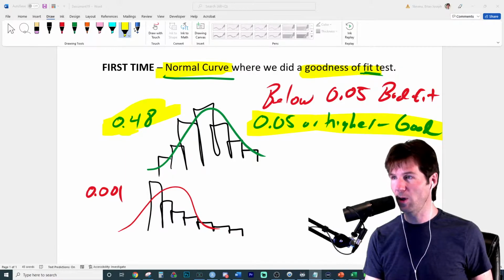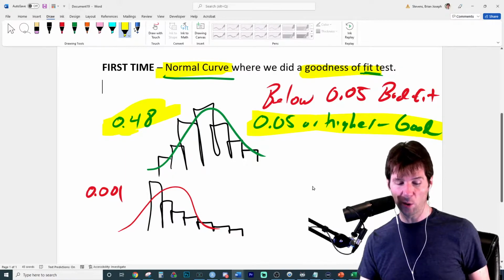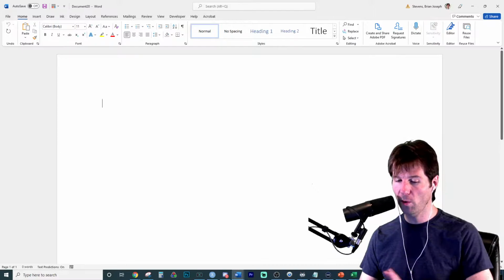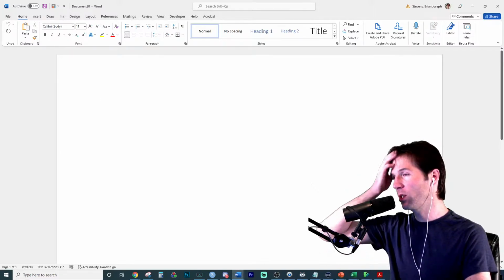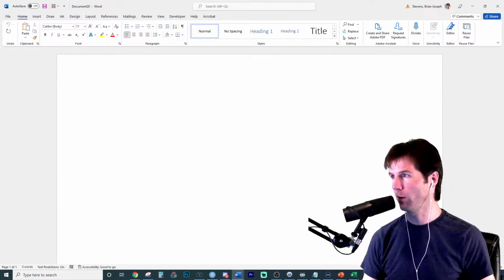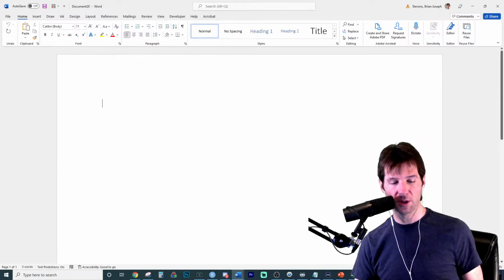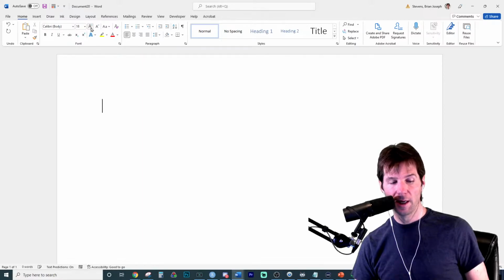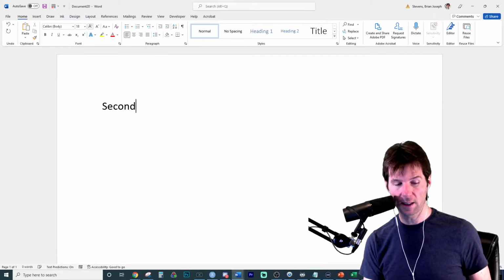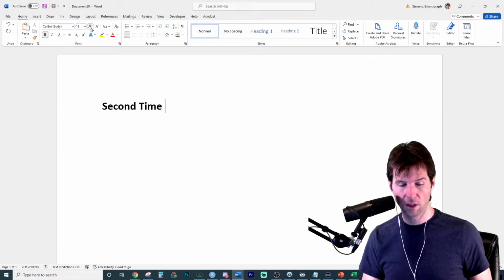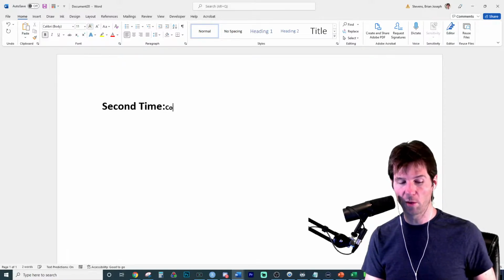So the second time we have p-values, it's for correlation. And with correlation, p-values work the following way. Once again, a p-value is the probability of our results or results more extreme happening by random chance variation, given that the null is true. But in correlation, so this is the second time, and we have here correlation.